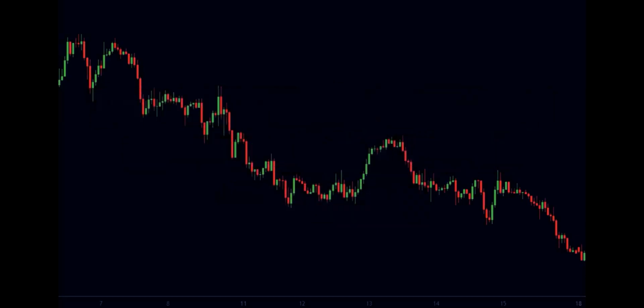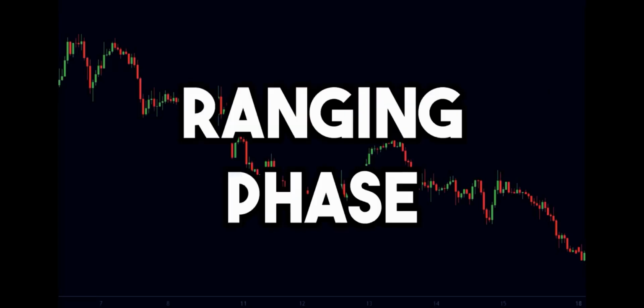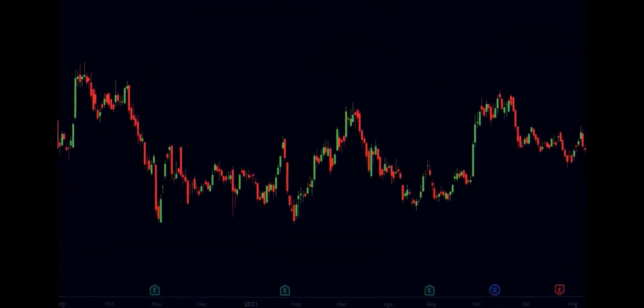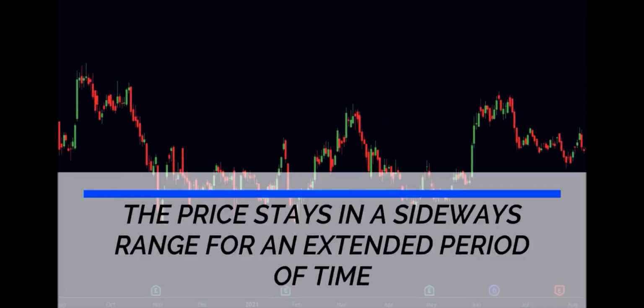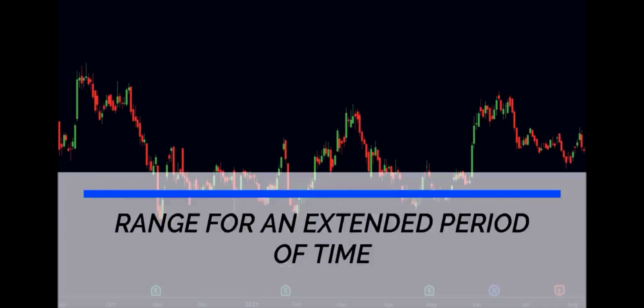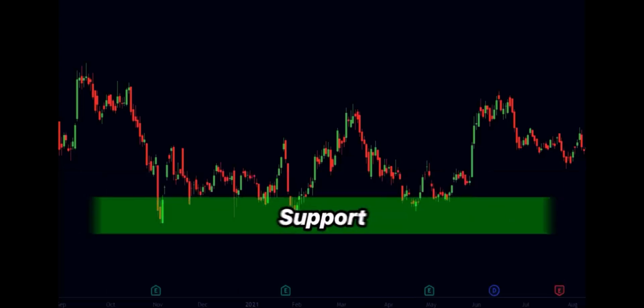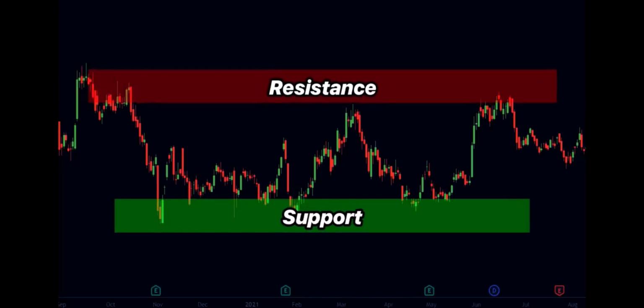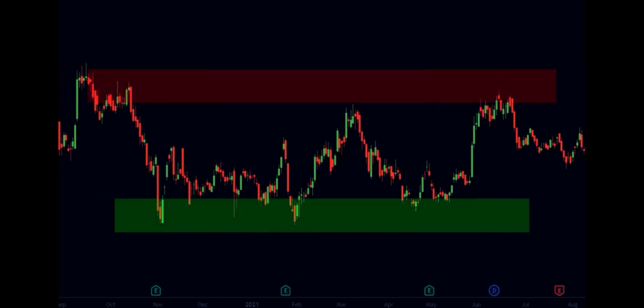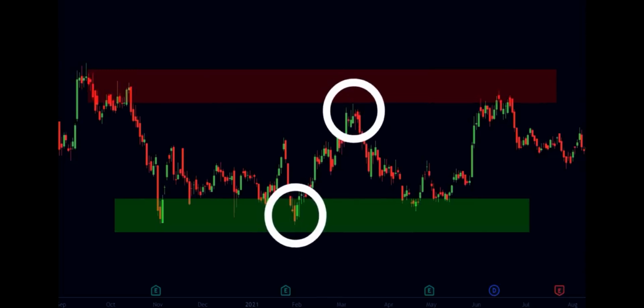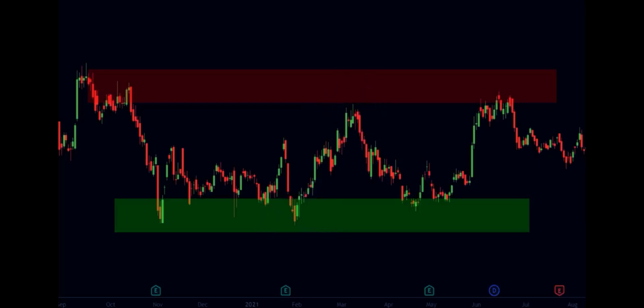For the rest 70%, the price is in a ranging phase. A ranging phase can be identified when the price stays in a sideways range for extended amounts of time. This happens because the price is stuck between a major support and a major resistance level. In sideways phase, we will look to trade at the reversals on support and resistance levels, or we will trade the breakout of the range.